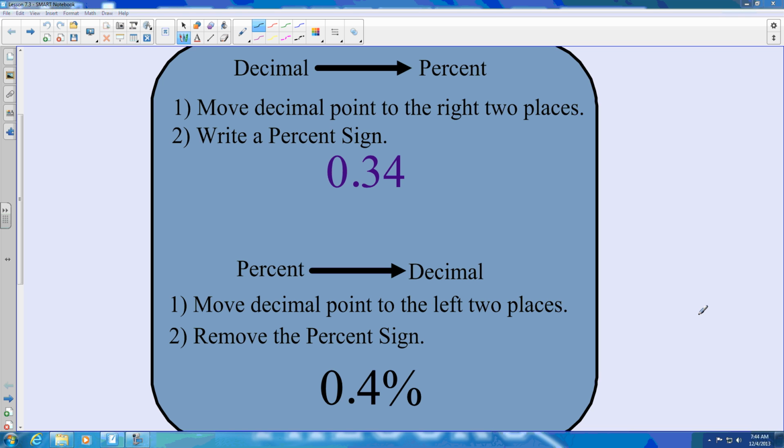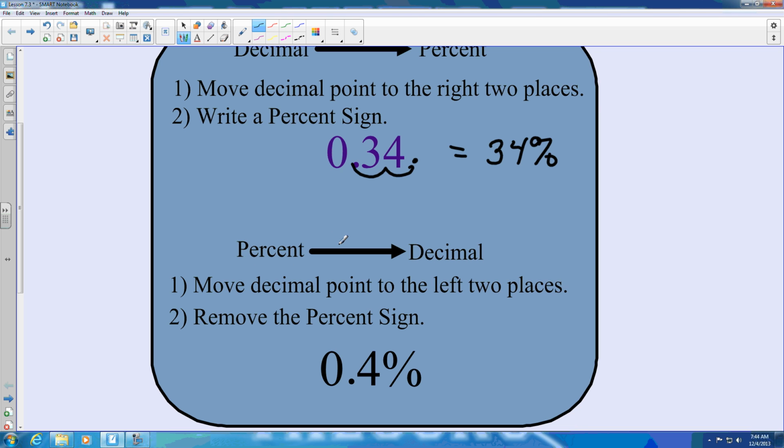So again, the first part, to move a decimal to a percent, first thing we have to do is move the decimal point 2 units to the right. So right here I'm going to go 1, 2, put it right there, and then write the percent sign at the end. So 0.34 actually equals 34%.